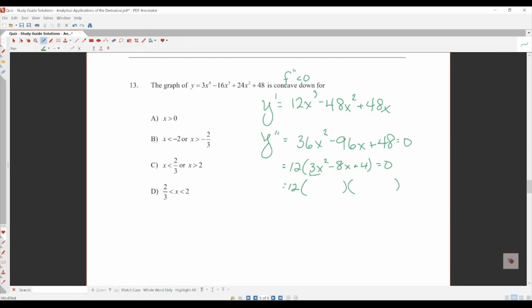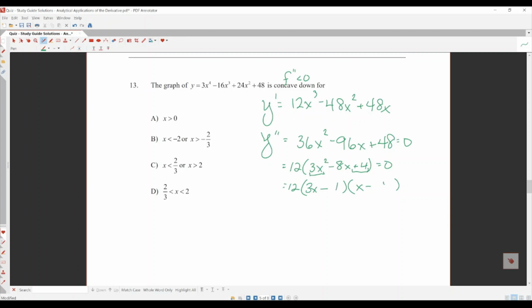I know the firsts give me 3x squared, so that means it has to be a 3x and an x. I know the last give me, now watch this, a positive number, but the outers and inners give me a negative, so therefore it has to be a minus and a minus. And then for choices for 4, it could be 1 and 4, 2 and 2, 4 and 1, but I want to get that 8.